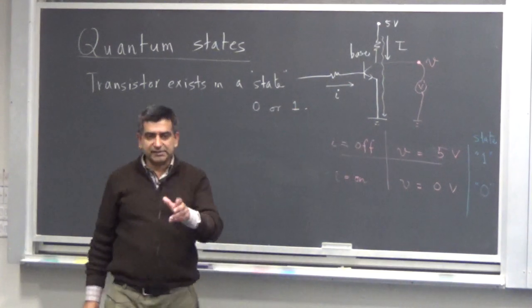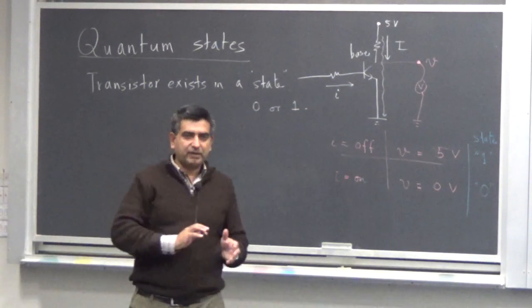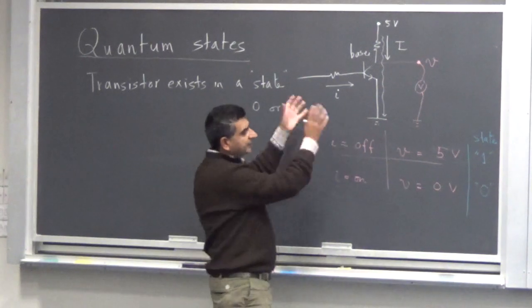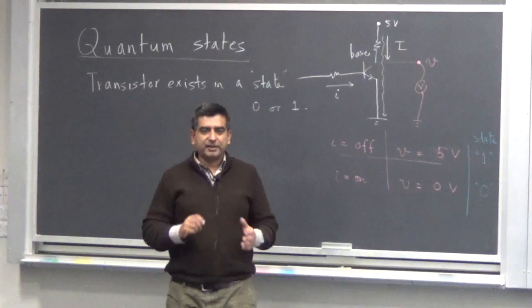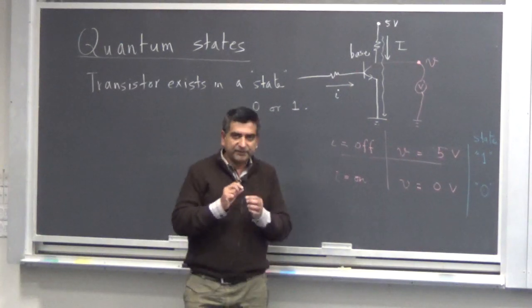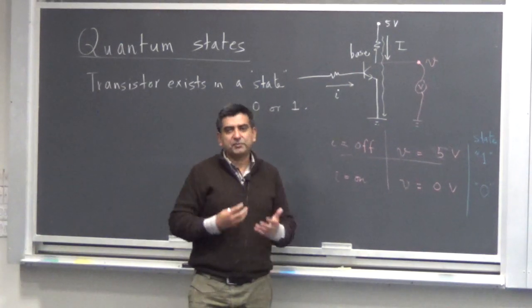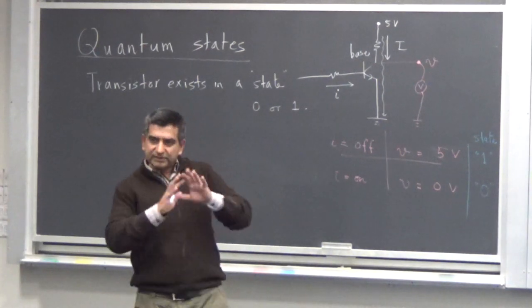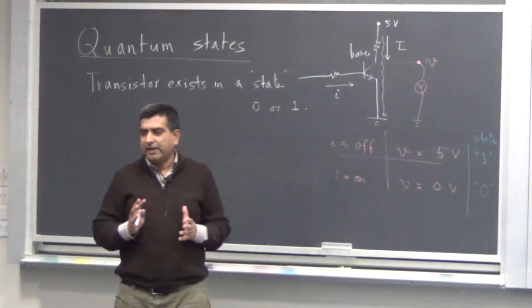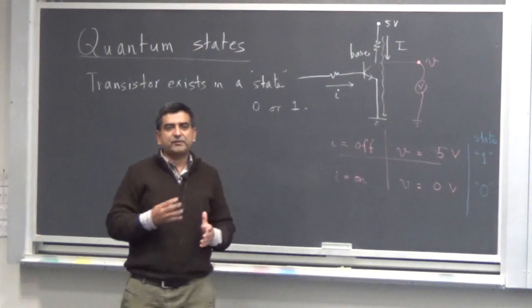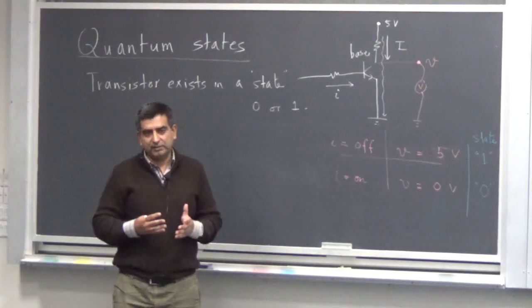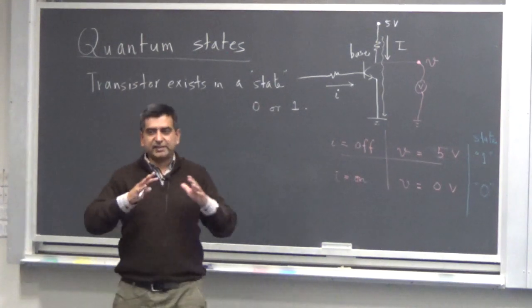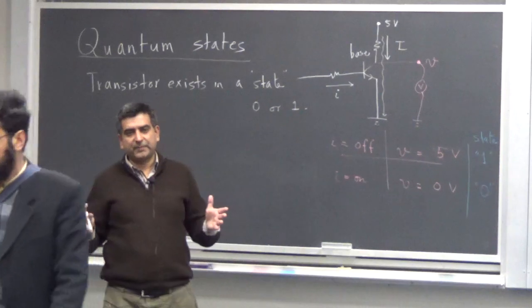We've labeled one state, one configuration 0, and we've labeled the other configuration 1. Now this is a purely classical device. These transistors can come in very small footprints, but the transistors we deal with in the labs are large macroscopic objects. So this is a classical object, and we can switch or toggle the state of this transistor between 0 and 1 according to our own choice. But this is a classical system, and this state is a classical state.